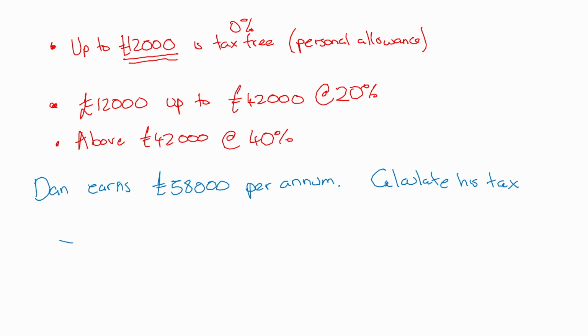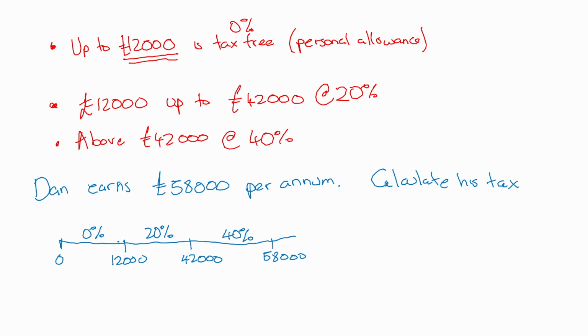So we start with a little number line. It's important that we get 3 numbers on there. We want the first tax bracket, and we know that any money in there is free. The next tax bracket, which is 12 up to 42 grand, and any money in there is charged at 20%. And then from there up to what I earn, in this case 58,000, and any money in there is taxed at 40%.